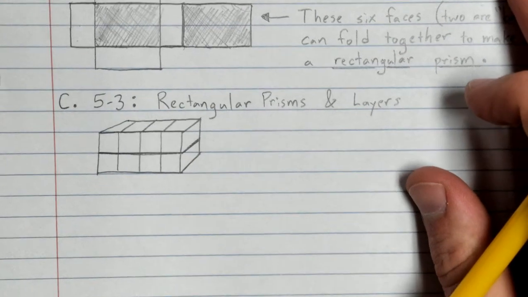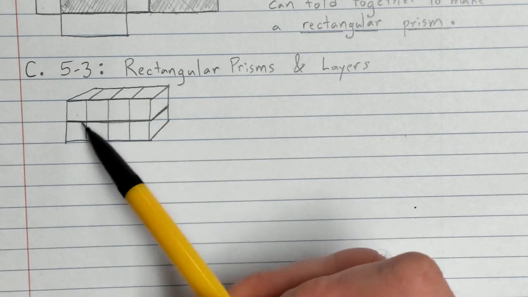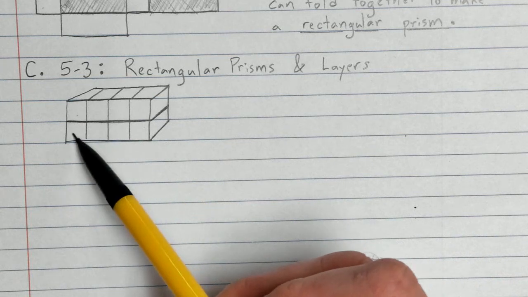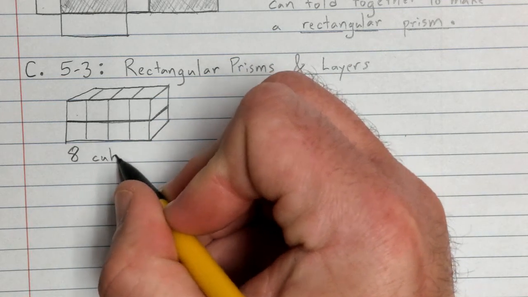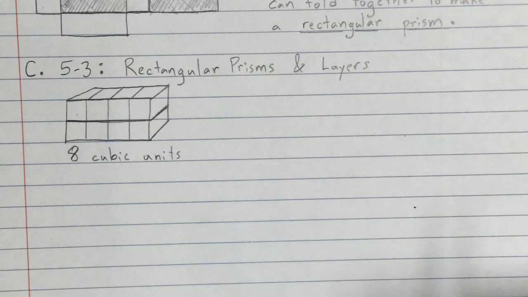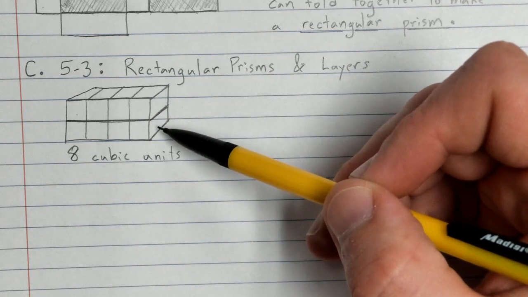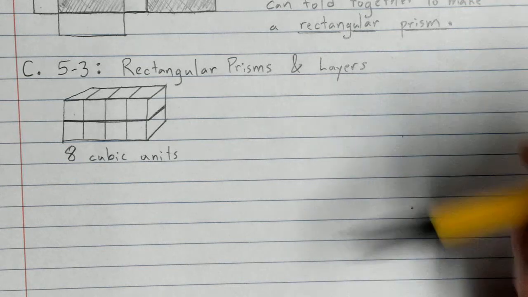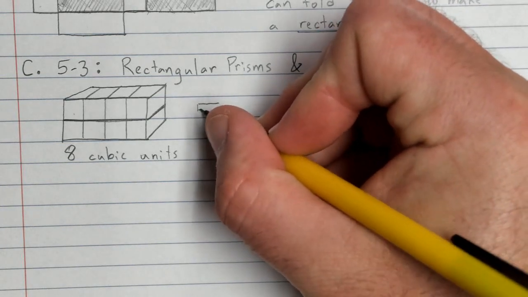Now most of you can probably count up how many cubes there are. We've got 1, 2, 3, 4, 5, 6, 7, 8. So we have 8 cubic units. I don't know if they're cubic inches, cubic centimeters, whatever. These also don't look perfectly like cubes. We'll pretend.